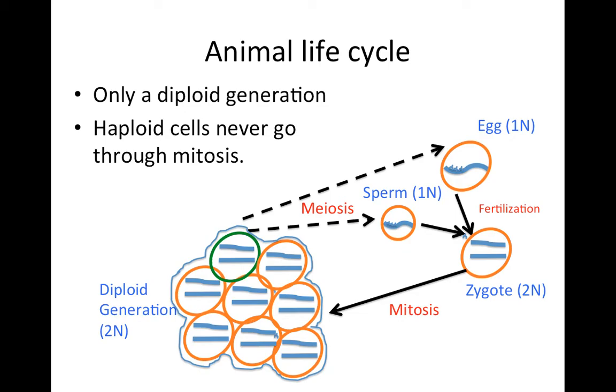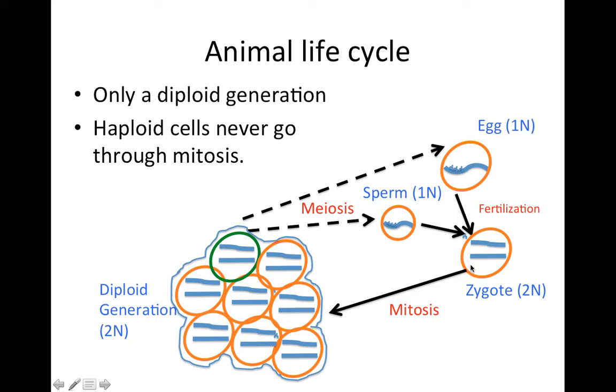Let's start with an animal life cycle. This is a simpler life cycle than in plants because there's only one generation. In other words, there is only one multicellular stage. We will also see in the animal life cycle that the haploid cells never go through mitosis, and that will be different in the plant life cycle. So let's start down here at the right with our zygote. Remember, a zygote's a single cell. It is diploid, or it's got 2 N chromosomes. That's a way of saying it has 2 copies of every chromosome.